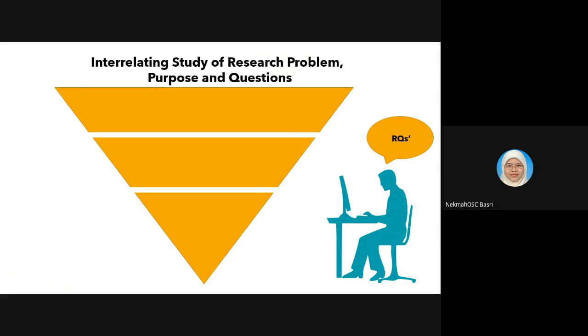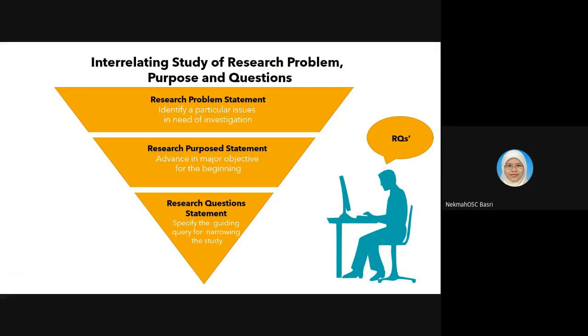So this is the interactive studies of research problem, purpose, and question. For the research problem, we have to identify a particular issue in need of investigation, which I mentioned earlier, which is broad. Then we narrow down with the research purpose statement as the major objective for the beginning. And then finally, we narrow down to the research question statement, specific guiding queries for narrowing the studies. For qualitative, we are answering the research questions, while for the quantitative, you are answering the hypotheses.